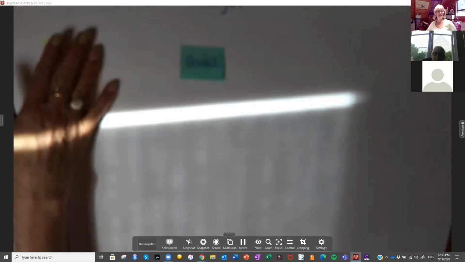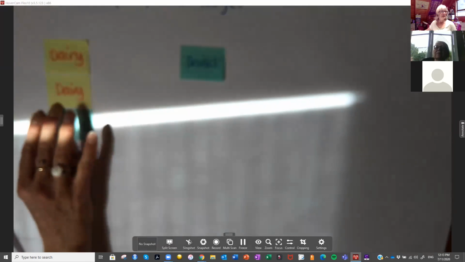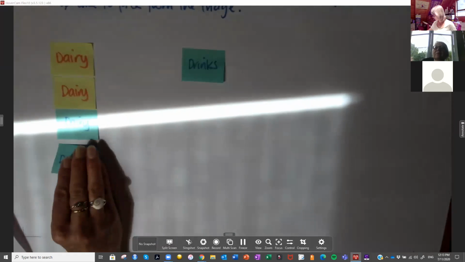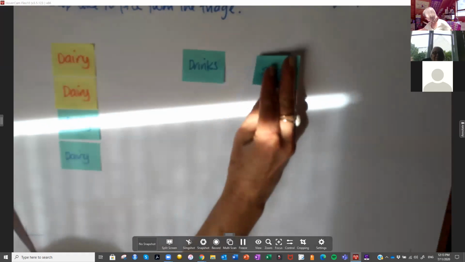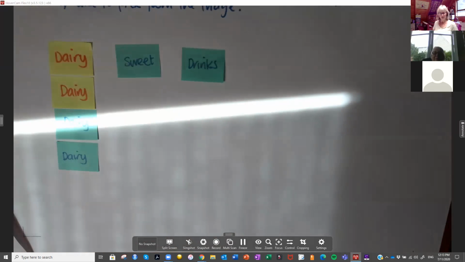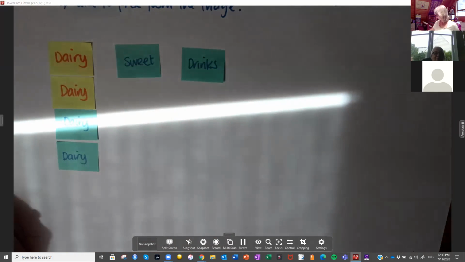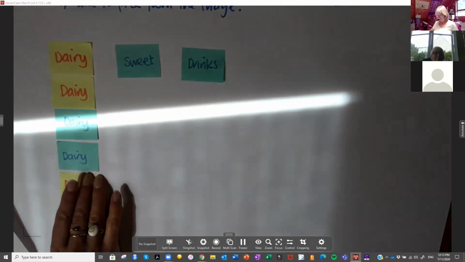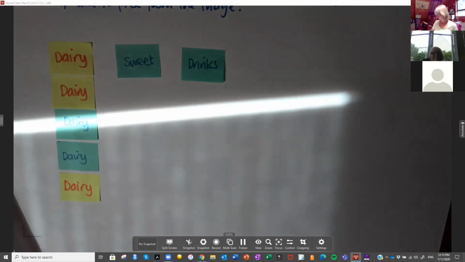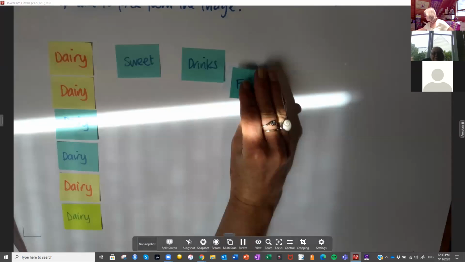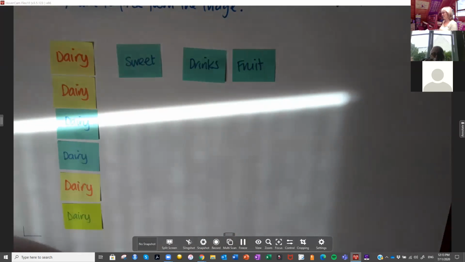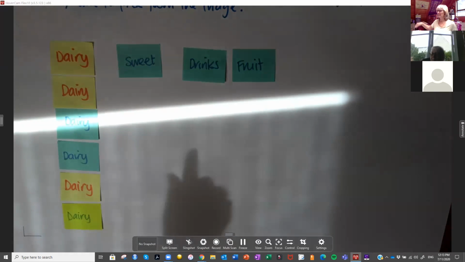I have some pre-prepared sheets so it wouldn't take us too long. I've got a youngest who likes dairy. And then I've got a middle who likes dairy. And then I have a youngest who likes something sweet. I'll put sweet in there. And then I've got an oldest who likes dairy. There's a bit of a theme going on here. I've got a middle who likes dairy, and I've got a youngest who likes fruit. Okay, so you can see how I can very quickly build up my data display.